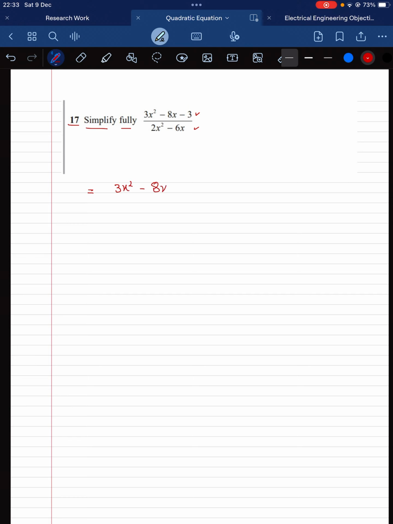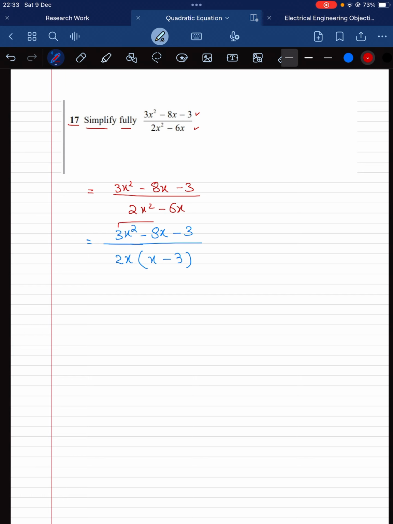Do we have any common factor in the numerator? No. But if you look at the denominator, you can see that you have a common factor of 2 between the two terms. So first of all, we take the common factor from the denominator. If we take 2 common, we can take 2x as the common factor because x is also common. So we can write 2x into (x minus 3). In the numerator we don't have a common factor, but we know that this is a quadratic expression.